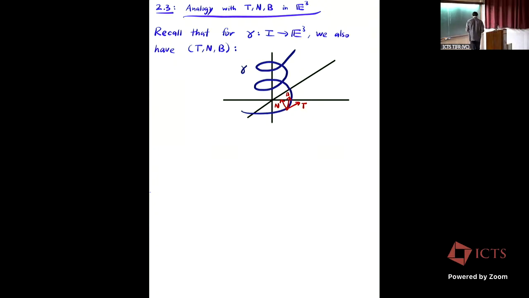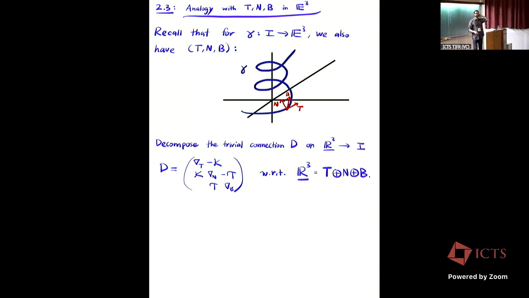Okay, so now we have TNB, but you want to do something with it. So it's about differential geometry, right? You want to take some derivatives. What we do is look at the trivial R3 bundle over the domain and put the trivial connection D on that bundle. And you can decompose the trivial connection along the Frenet framing, T plus N plus B.